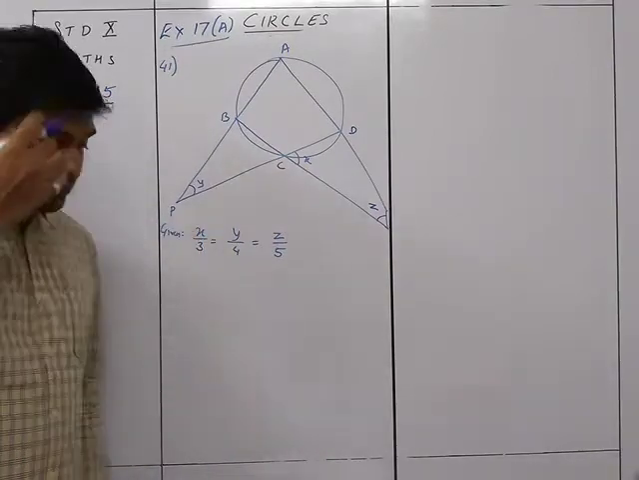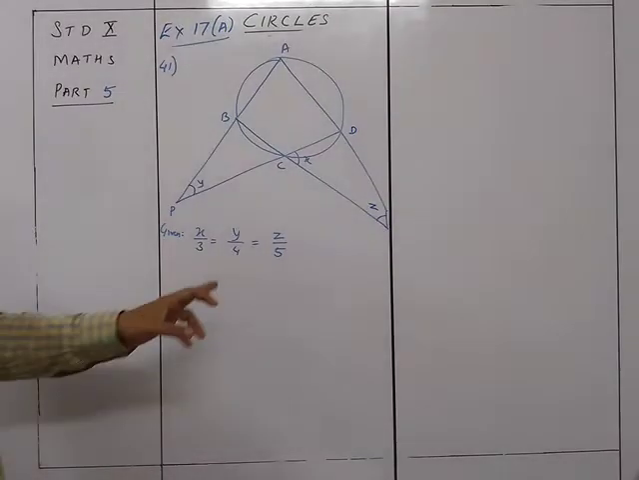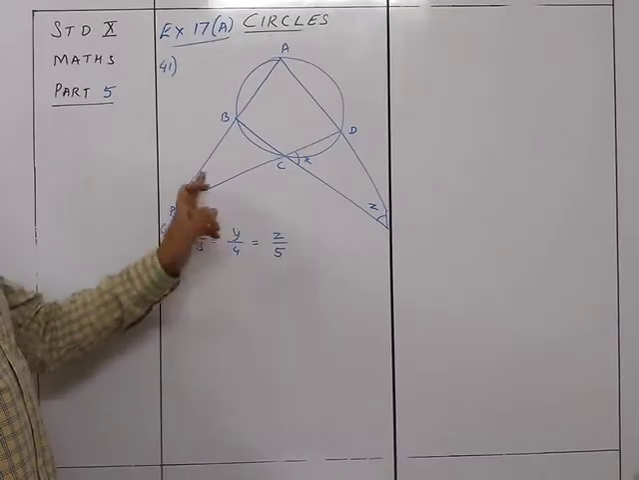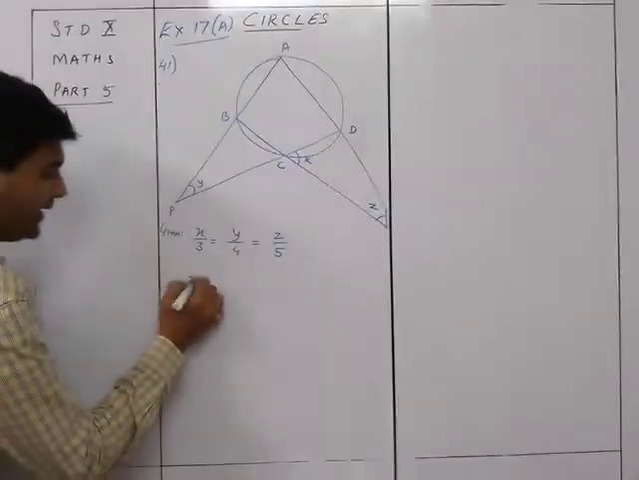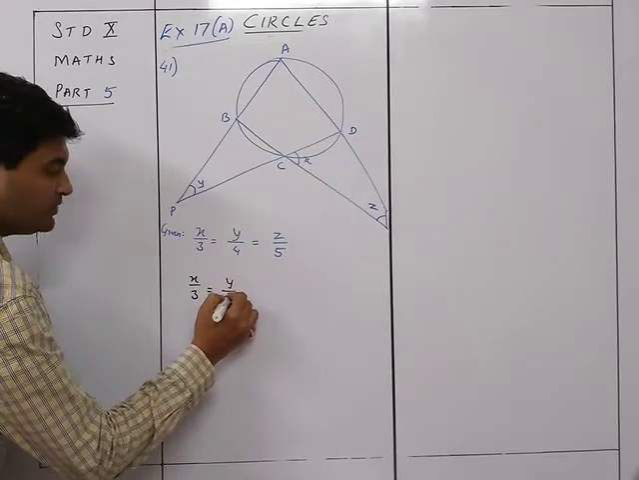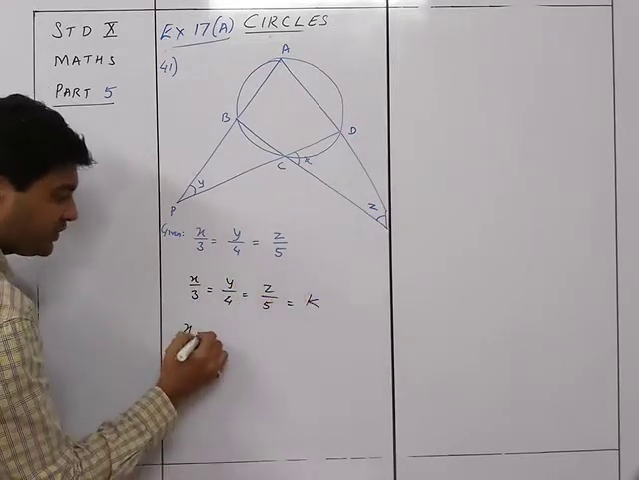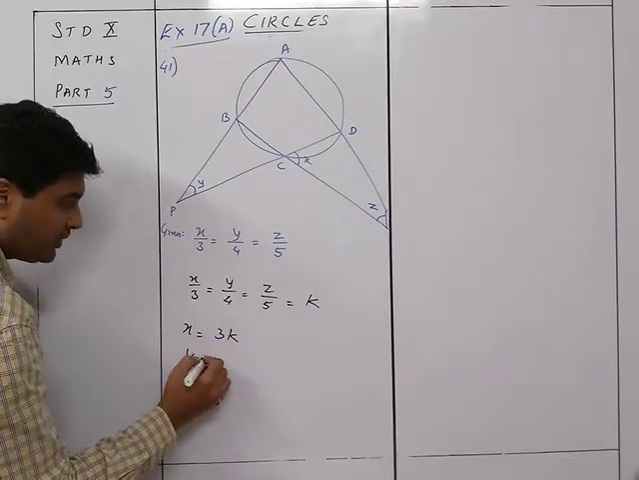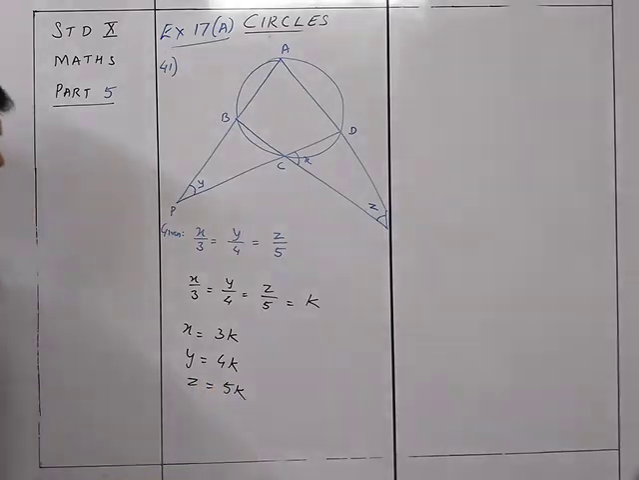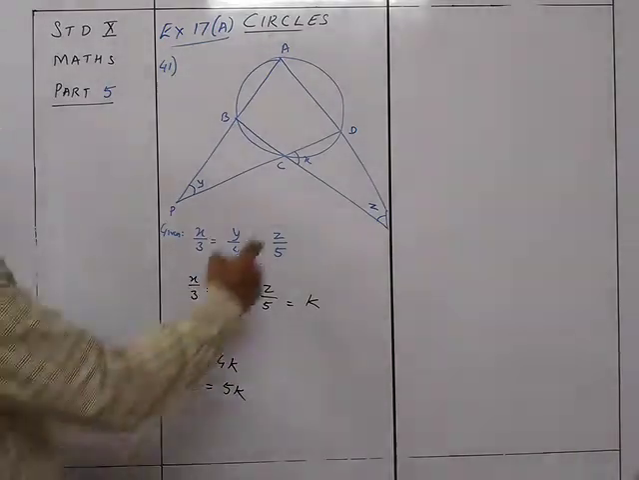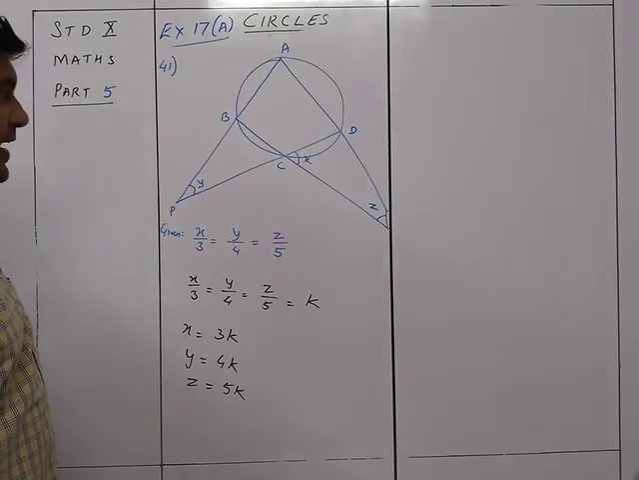You need to find out x, y and z, wherein it is given that the ratio x upon 3 plus y upon 4 is equal to z upon 5. So what we'll do is that first of all, right over here, x upon 3 is equal to y upon 4 is equal to z upon 5 is equal to k. Therefore x is equal to 3k, y is equal to 4k and z is equal to 5k. Okay, that is the first thing. So here I know that this is all in terms of k. Now I need to find out the values.